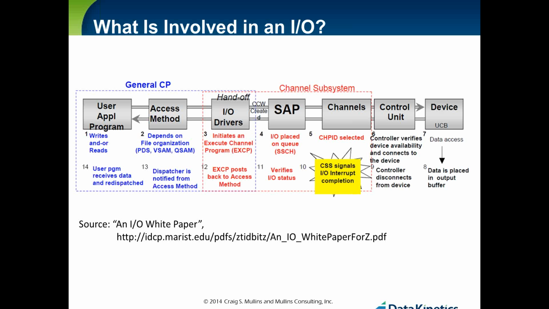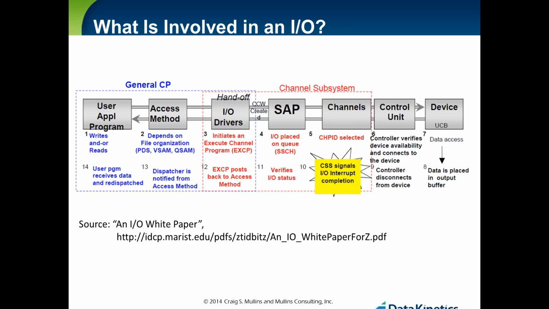And then we move to 9. Once the data is transferred back to the controller, it disconnects for the next I/O, freeing its buffer and returning it to the pool. At number 10, when the I/O operation is complete, the channel subsystem generates that I/O interrupt I was talking about, and that's handled by a special system routine called FLIH, or the first level interrupt handler.